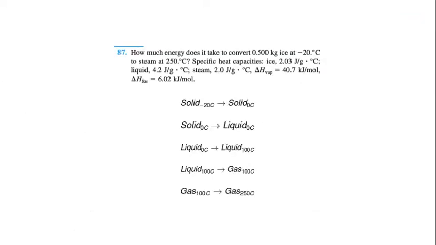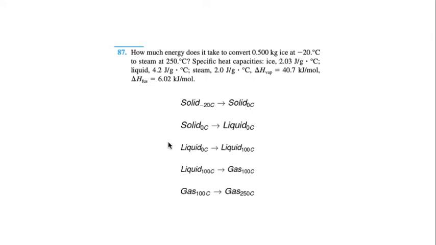So the next series of problems are going to be quite similar. Again, how much energy does it take to convert 0.5 kilograms of ice at negative 20 degrees Celsius to steam at 250 degrees Celsius? So now we're working with water, and they're giving us the heat capacities of ice, liquid water, and steam, as well as the heat of vaporization and the heat of fusion. And they assume that you already know that the melting point for water is 0 degrees Celsius and the boiling point is 100 degrees Celsius.